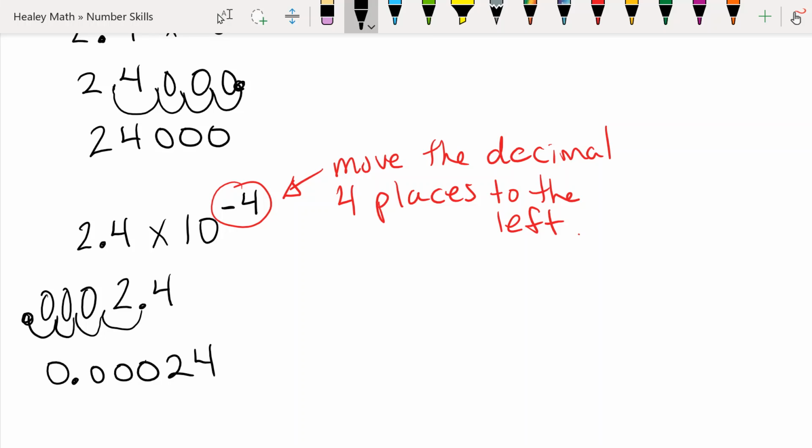So today we looked at how to convert from scientific notation to standard form, and also standard form to scientific notation. I hope this video was helpful.